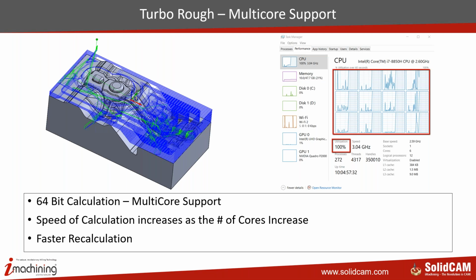The recalculation is much faster because it stores all the parameters that are calculated into the file itself. So if you want to change the step over for it, it's just like a parametric change. That's how quickly it will recalculate back. We saw that in our earlier part.